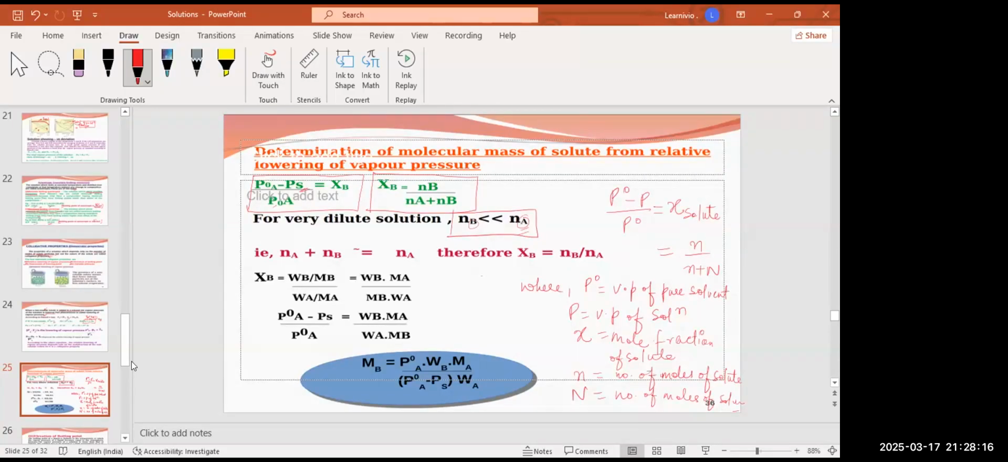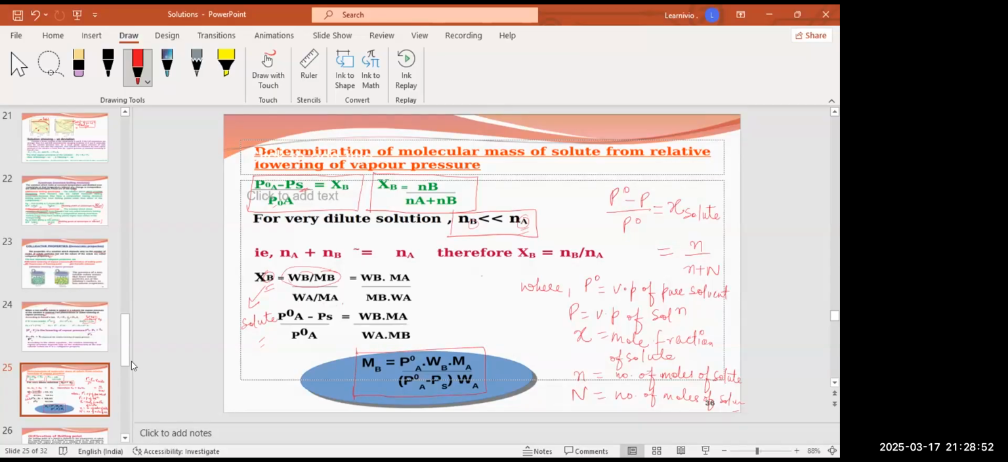Now let's substitute this. What is xB? Number of moles of solute. B here is the solute, we are using B for solute here, right? So just calculate it for the solute. What is nB? WB upon MB. This is the number of moles, given mass upon molar mass. And this is WA upon MA, that is for the solvent. Okay. So when you solve this, you will get this formula.